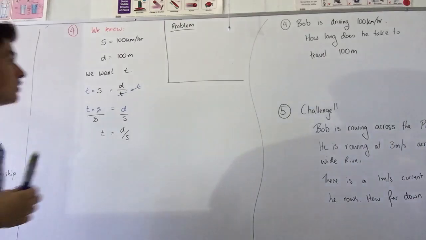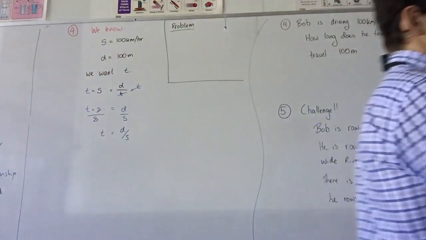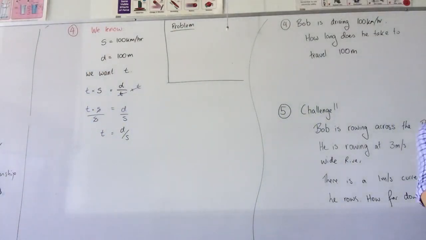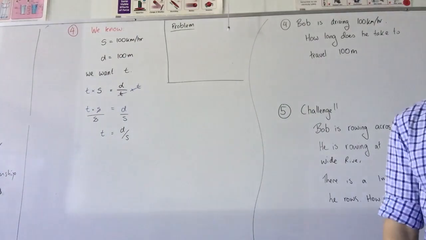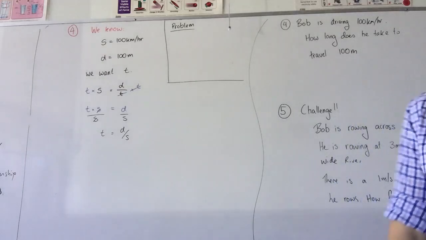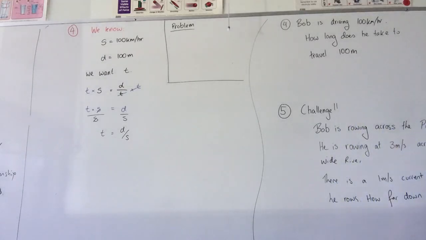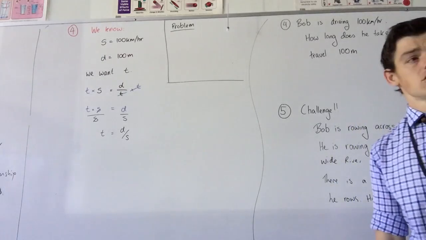So we've been given a few things. What have we been given? Speed. Speed's 100 kilometres per hour. What else do we know? Harry? Yep, distance, Nick and Harry. Distance is 100 metres. And we want to find time.